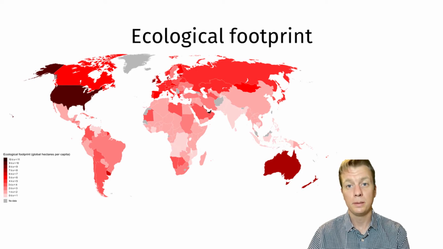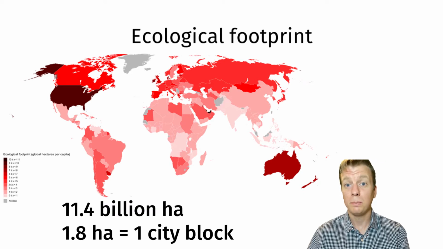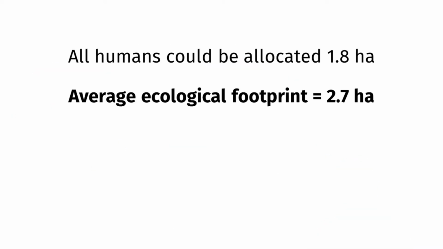resources they consume. For reference, there's about 11.4 billion hectares of productive land and water on Earth. That means that if every person alive today had an equal share of the productive land and water, they would each get around 1.8 hectares of it, which is equivalent to around one New York City block. However, the average ecological footprint per person is currently 2.7 hectares.